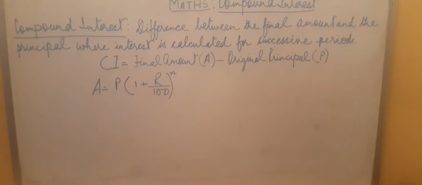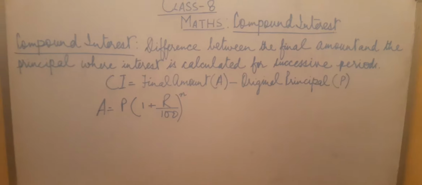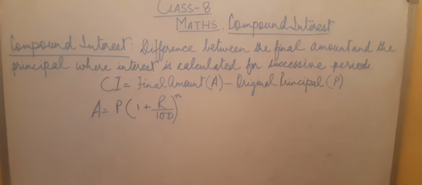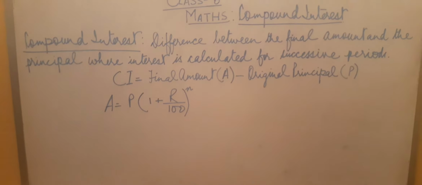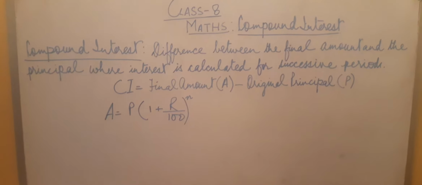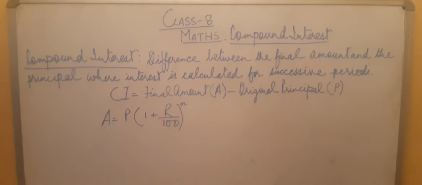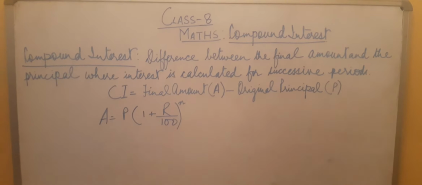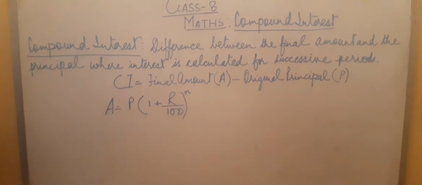In case of compound interest, the principal does not remain the same every year, because at the end of the given interval of time, interest is added to the principal to form a new principal. The interest thereby obtained is called the compound interest.